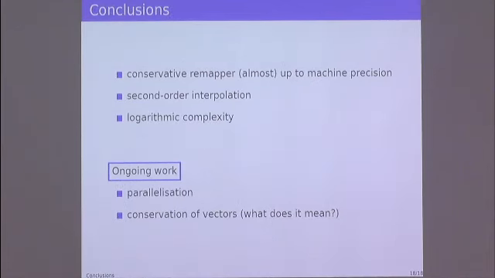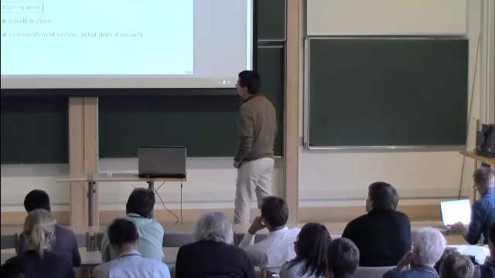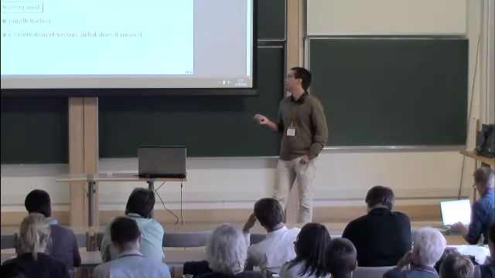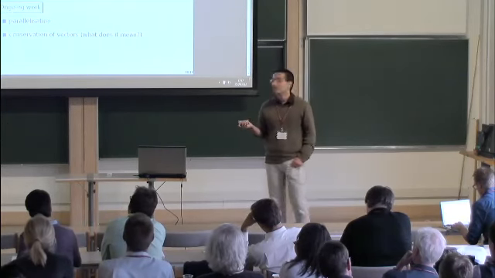So the conclusions: we built a conservative remapper almost up to machine precision with second order interpolation, and logarithmic complexity. We even see quasi-linear. The ongoing work is the parallelization. There are quite some problems to solve here, but it seems favorable. And the big part is the conservation of vector quantities, and we've got to settle what it means. I mean, what do you want to conserve? Because there are many linear forms that exist on vectors, and what is the priority?